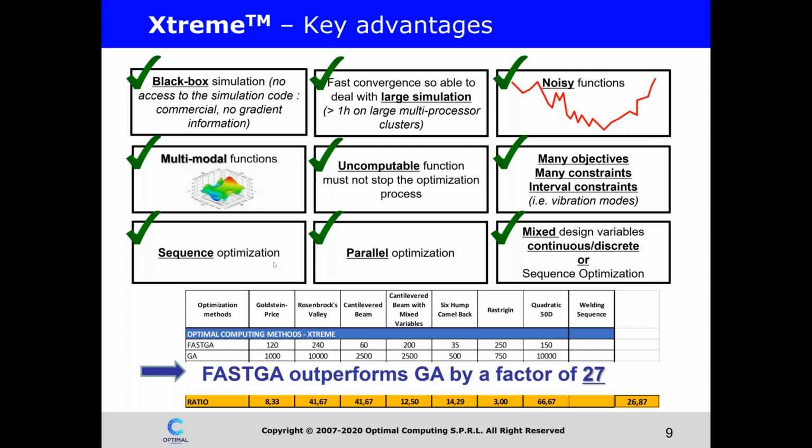In terms of performance, again, we have a large test database containing about 50 different test cases, which are well-known and hard to optimize functions. And on average, we see that the ratio between the convergence of a genetic algorithm and our fast genetic algorithm is of the order of 25.